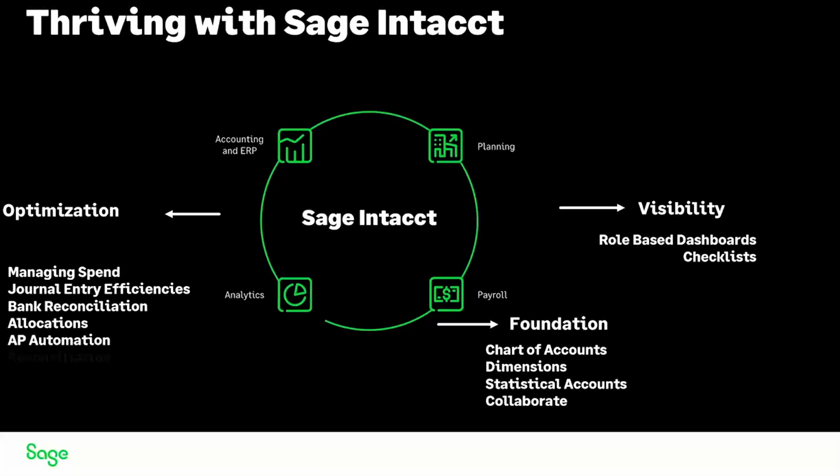In the optimization area, there are some key areas that I wanted to highlight today. One of them is around managing spend. I know in nonprofits and for-profits, it does not matter. All companies and organizations, when you ask them, would you like to control your spend better? It's a resounding yes. Everybody wants to control spend. So how do we do that? What can you do in Sage Intacct that can help you manage your spend?